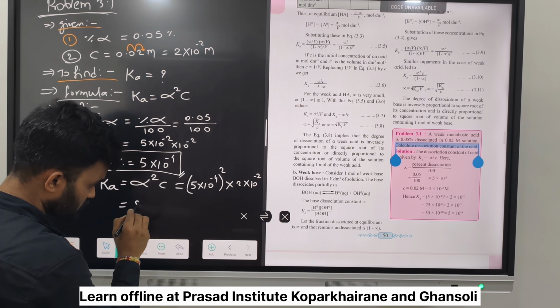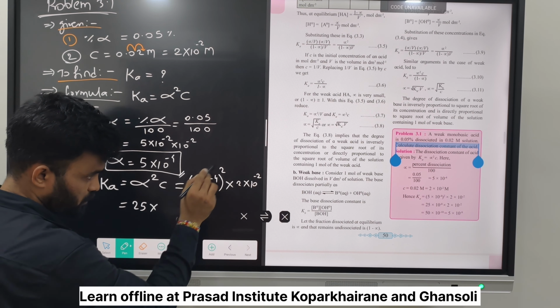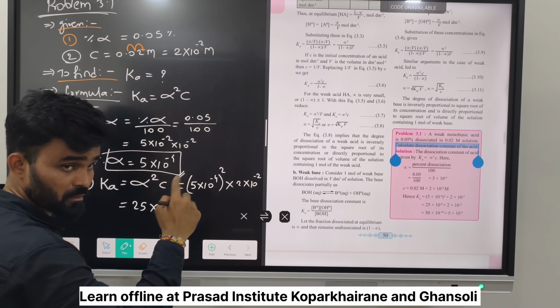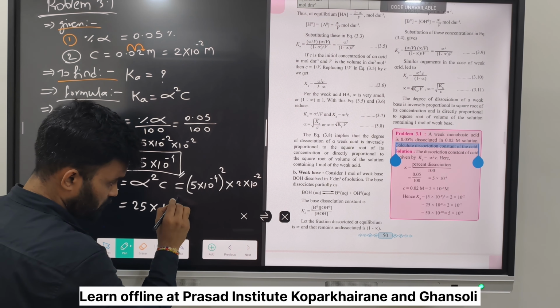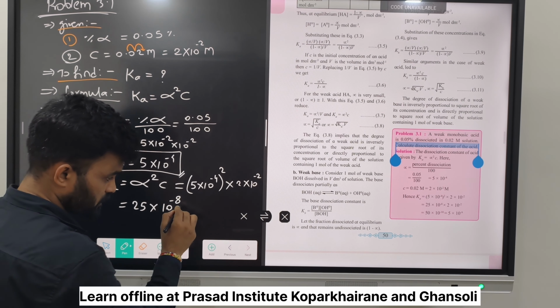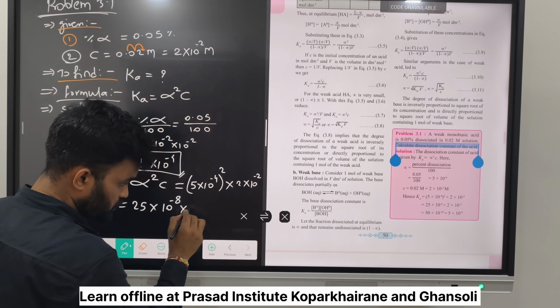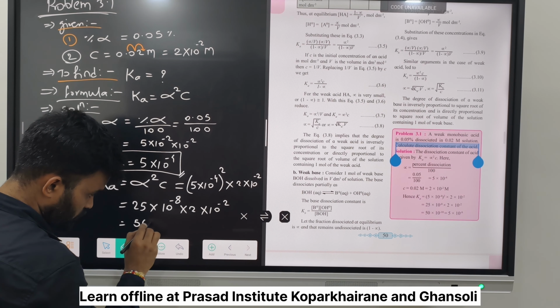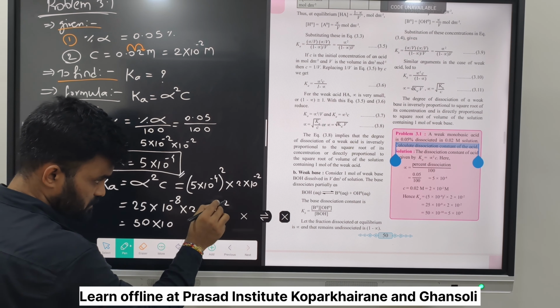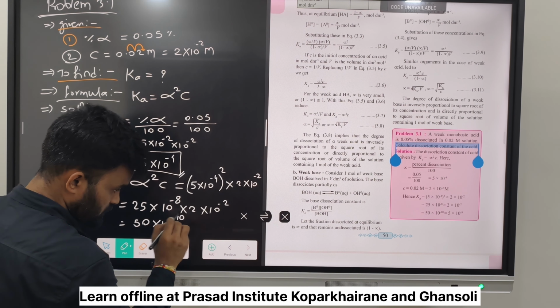5 square is 25, into 10 to the power minus 4 squared, which is 10 to the power minus 8, into 2 into 10 to the power minus 2. This will be multiplied. 25 twos are 50 into 10 to the power minus 8 minus 2, which is minus 10.